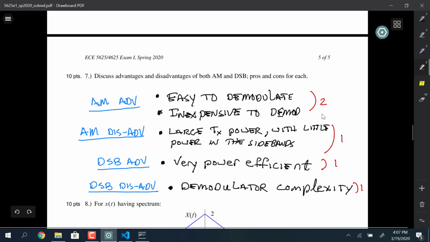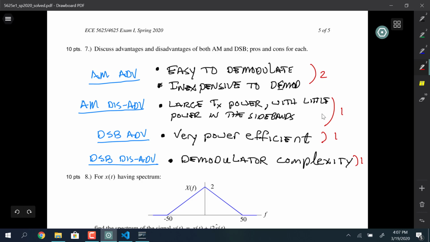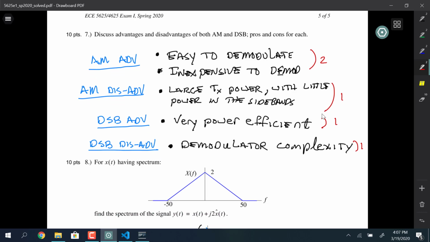Advantages of AM and double sideband compared. This is kind of redundant, but I decided to just write it up so that you have to get a pro and a con for each. AM: easy to demodulate, inexpensive to demodulate. Not many components are involved. The major disadvantage is lots of transmit power, and very little power ends up in the sidebands in order to maintain a modulation index less than 1.